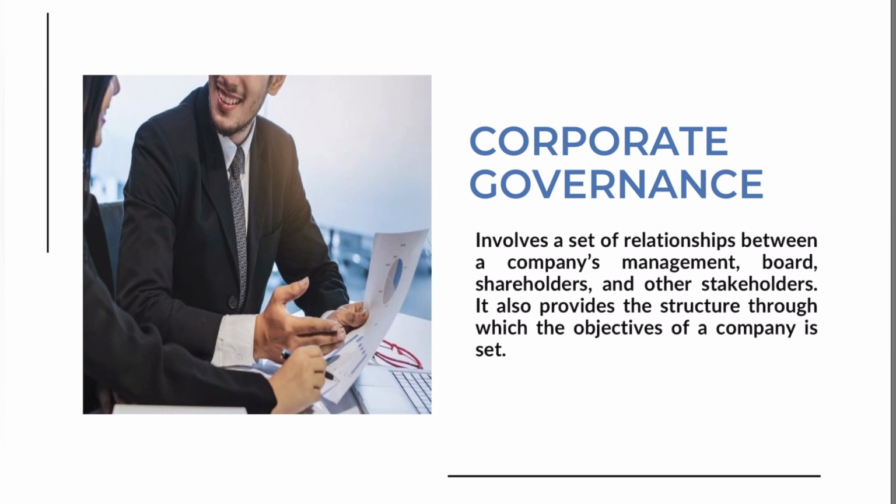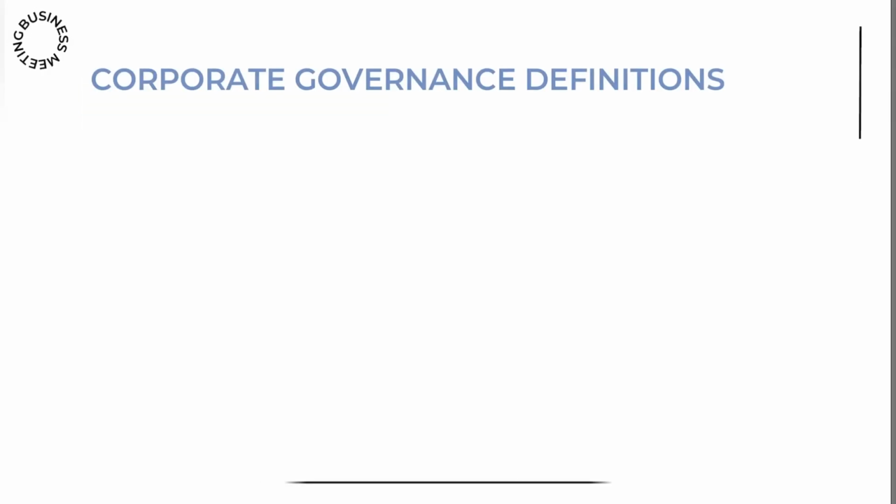Corporate governance. Corporate governance involves a set of relationships between a company's management, its board, its shareholders, and other stakeholders. Corporate governance also provides the structure to which the objectives of the companies are set and the means of attaining those objectives and monitoring performance are determined. Corporate governance means different things to different people in different contexts.